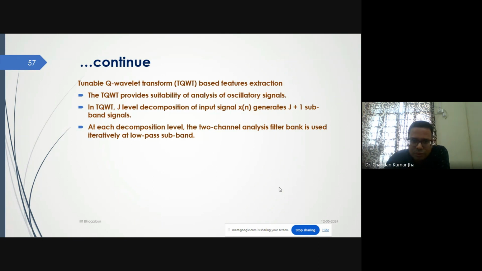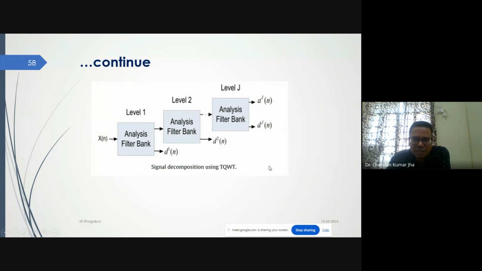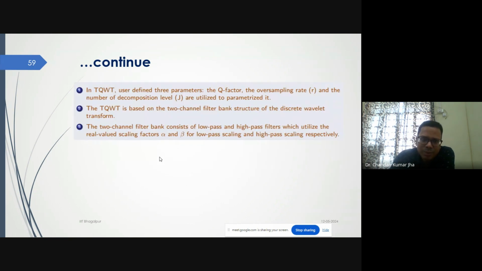In the tunable Q wavelet transform, a J-level decomposition of the signal has been used, which generates J plus 1 subbands, and at each decomposition level, a 2-channel analysis filter bank is used with 2 low pass subbands. This is the signal decomposition structure of the tunable Q wavelet transform, and till now it is similar to the wavelet transform. But in the implementation, it includes 3 parameters that can be parameterized: Q factor, oversampling rate, and number of decomposition levels. That's why it is called the tunable Q wavelet transform.